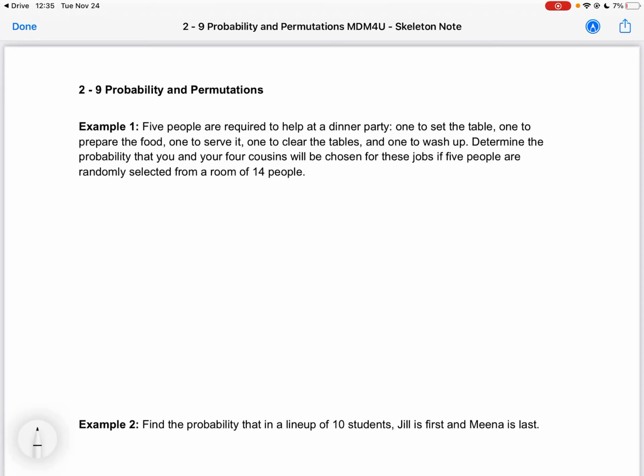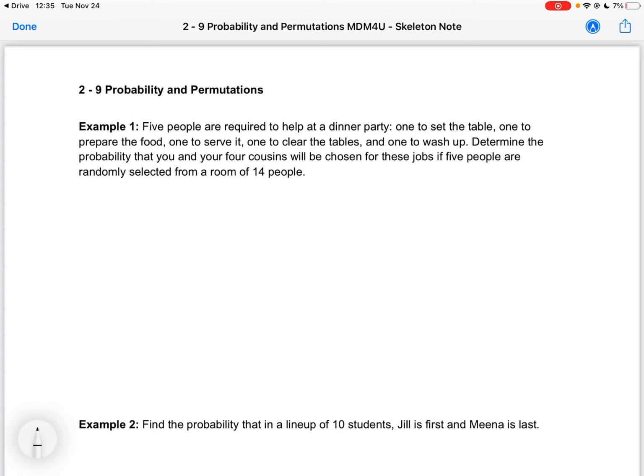In this video, we're going to go over examples of using probability and permutations. In previous videos, we've looked at using probability and combinations, where the order doesn't matter in terms of the items that you're choosing, which is much more common. This video contains two examples of situations where you might need to use permutations.